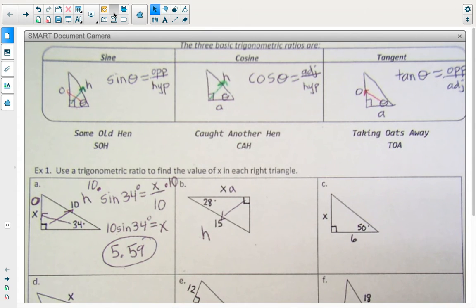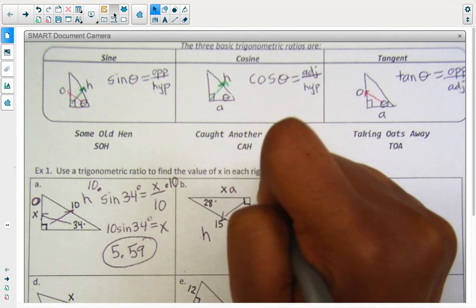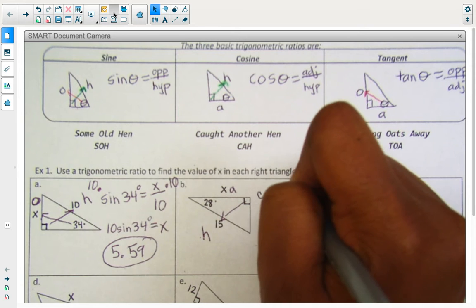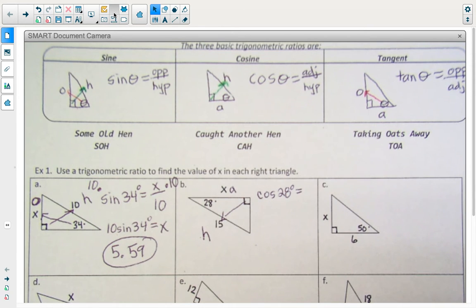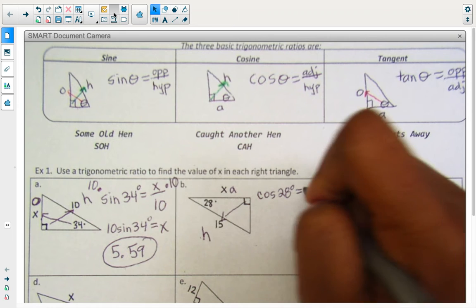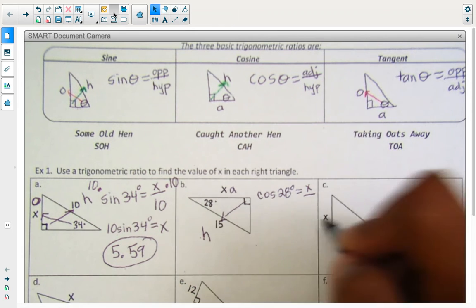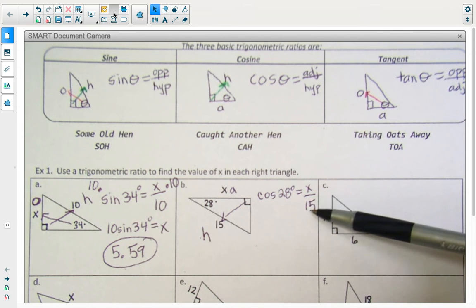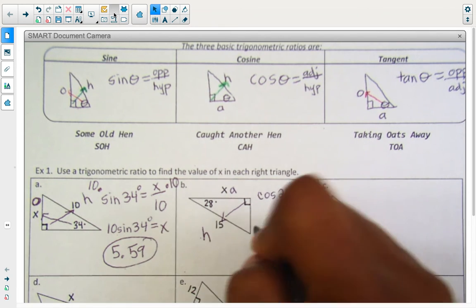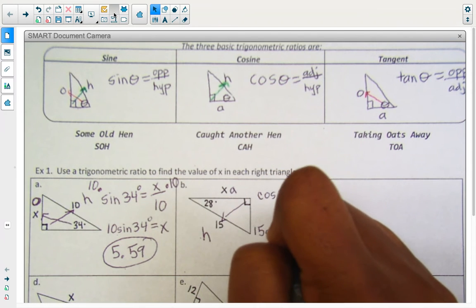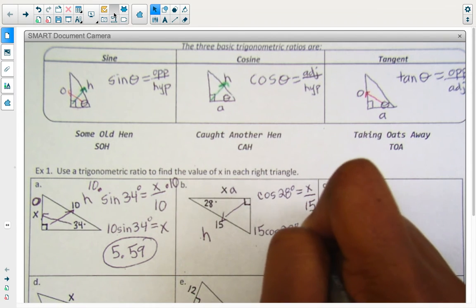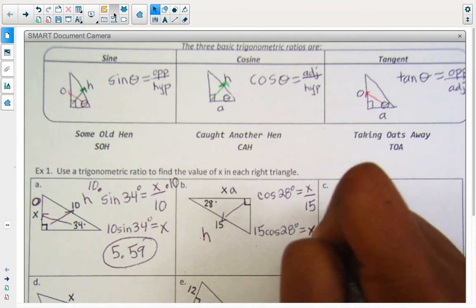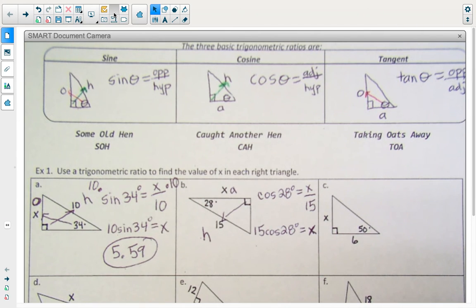Which one deals with adjacent and hypotenuse? You guessed it, cosine. So my relationship here is the cosine of 28 degrees is equal to my adjacent side, which we don't know, x, over the hypotenuse, which is 15. The opposite of dividing by 15 is to multiply both sides by 15. This gives me 15 times the cosine of 28 degrees is equal to x.